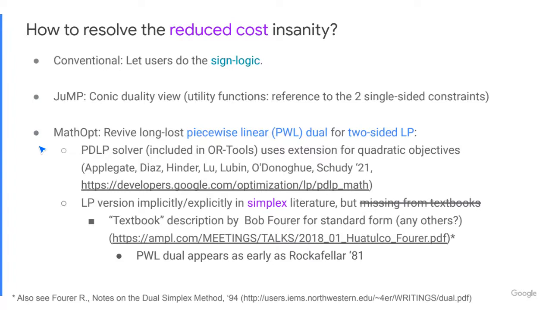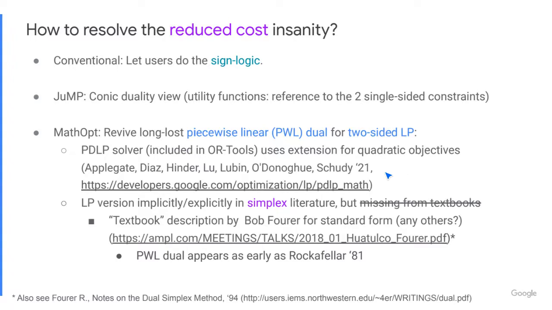What we're doing in MathOpt instead is we're going to revive a long-lost version of linear programming duality, which actually has a piecewise linear objective. And one of the reasons we're doing this is that the PDLP solver that I mentioned already extended this piecewise linear dual for quadratic objectives in its development, so it was already kind of natural to use it. But this piecewise linear dual has been around for a long time.